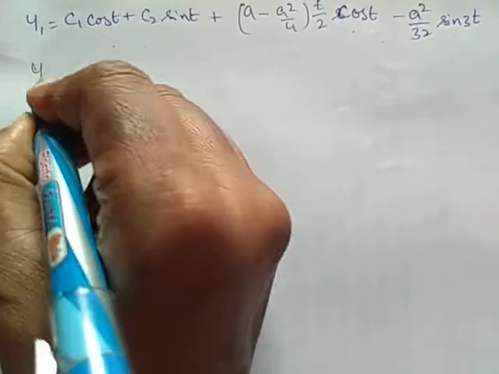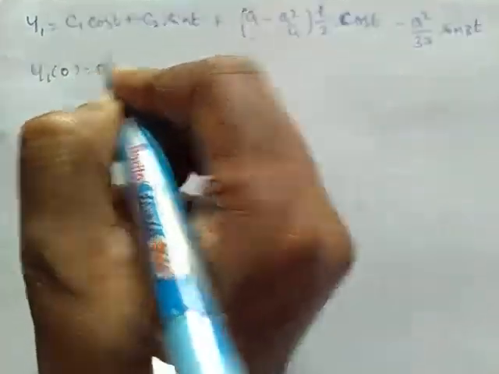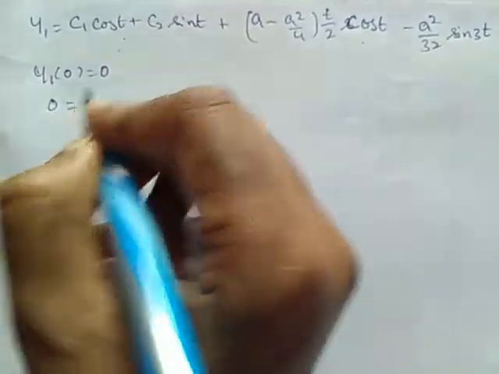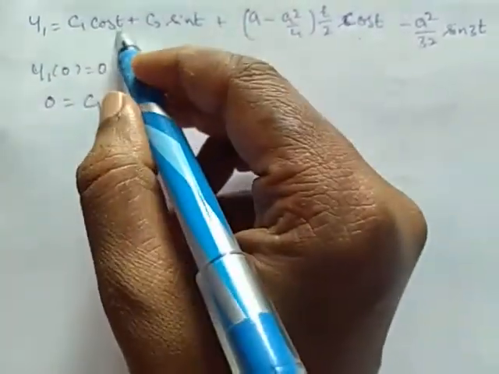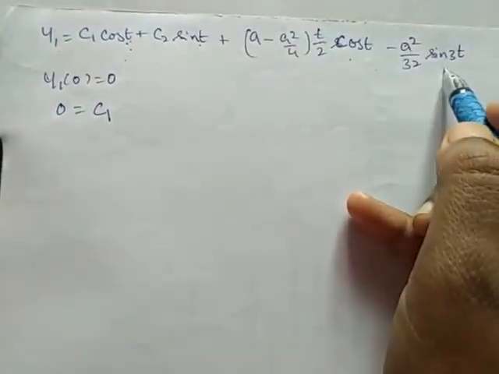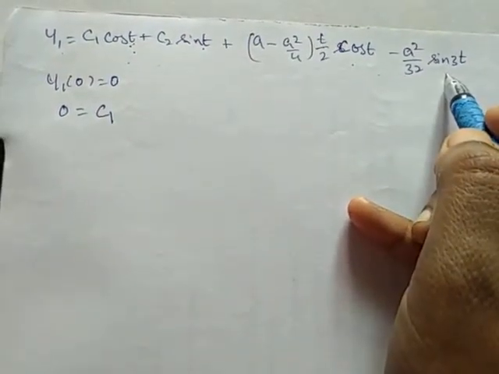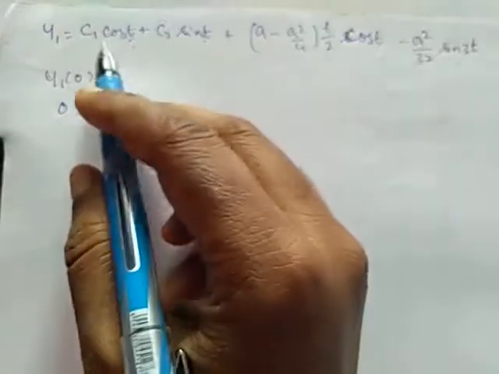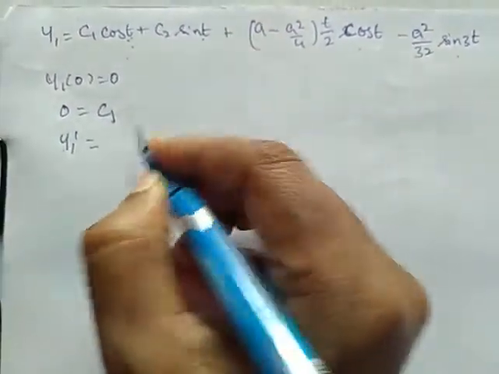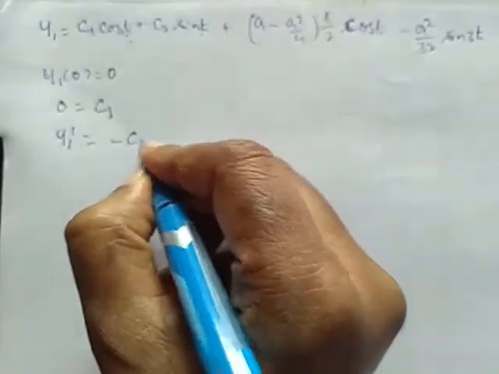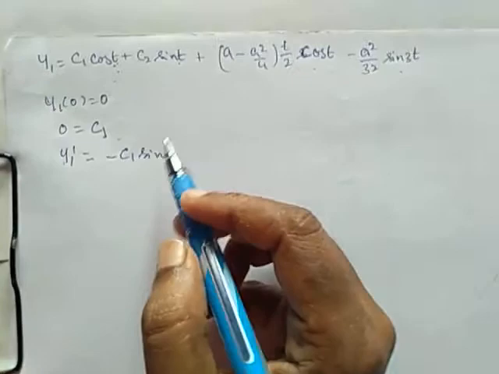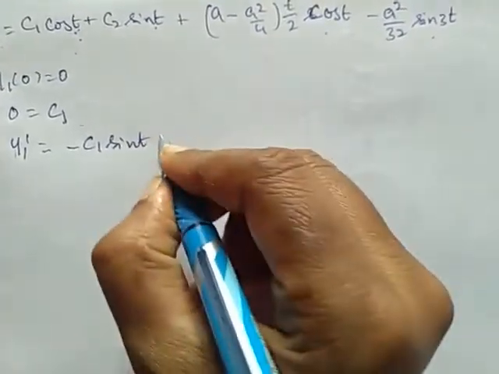We have y1 of 0 is 0. So put t equal to 0 and y1 equal to 0. We will get c1 cos 0 is 1, sin 0 is 0, t is 0, sin t is also 0. Therefore, c1 is 0. When we differentiate this, y1 dash is equal to minus c1 sin t. Differentiation of cos t is minus sin t. Differentiation of sin t is cos t.